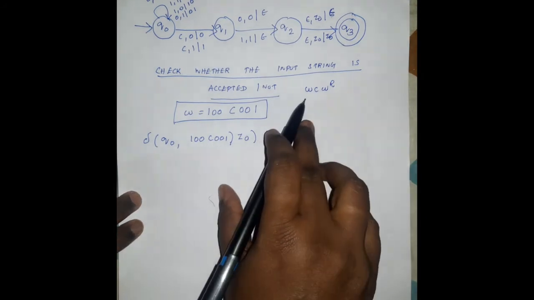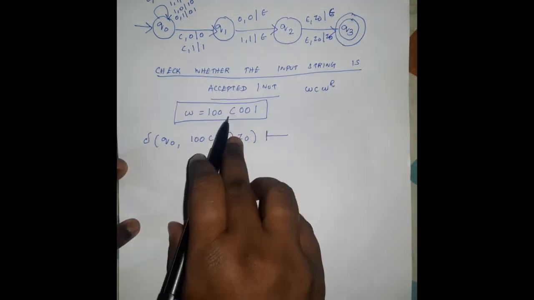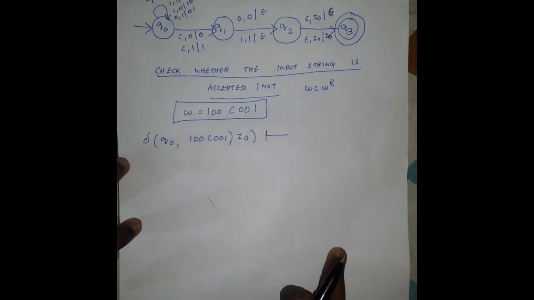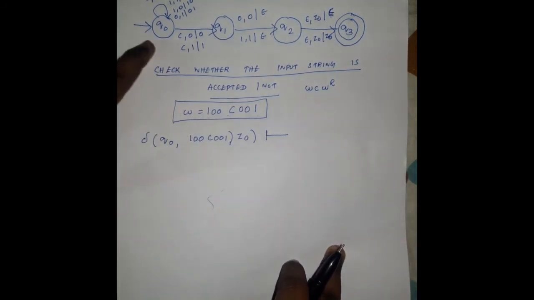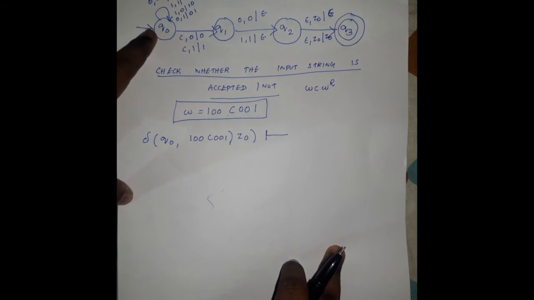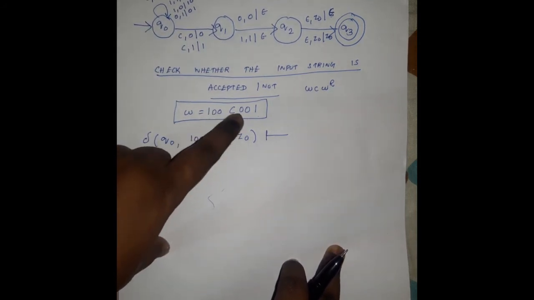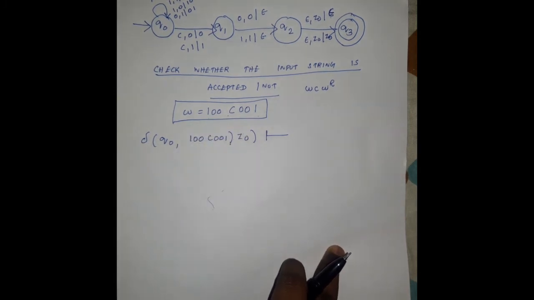Here we are considering W as 100, C is the separator symbol, and the reverse of the string is 001. Now we are going to check whether, for this input string, the given pushdown automata accepts or not. It is always accepted because this is W and this is W power R. So generally it is accepted. Now we can prove that in steps or as a procedure.